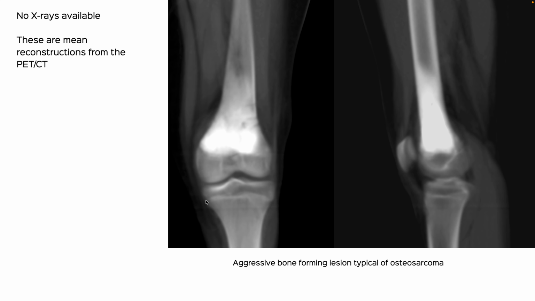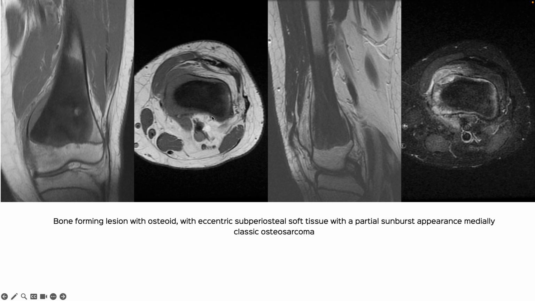I don't have the x-rays and you can see this is post-biopsy. But this is an aggressive bone-forming lesion. These are MPR reconstructions from the CT that was done as part of a PET CT. And these show a typical bone forming lesion. There's periosteal reaction. This is an osteosarcoma.